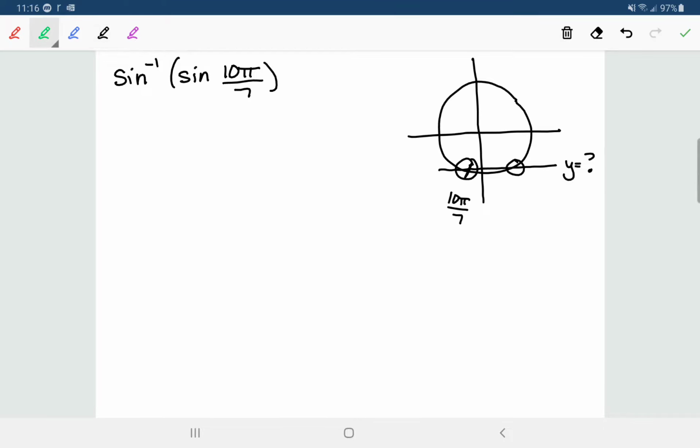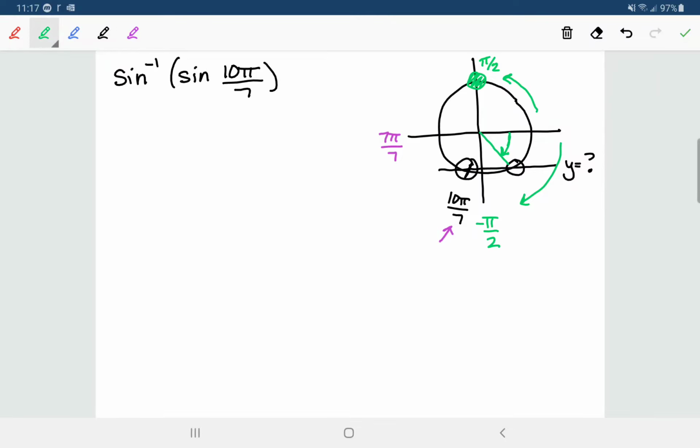And then we would be asking, what's the inverse sine? Well, the inverse sine returns values that are positively rotated to pi over 2, or the negatively rotated ones to negative pi over 2. Okay. So the angle that the inverse sine is going to return is this angle. Now remember, this is 7 pi over 7. This one's 10 pi over 7.